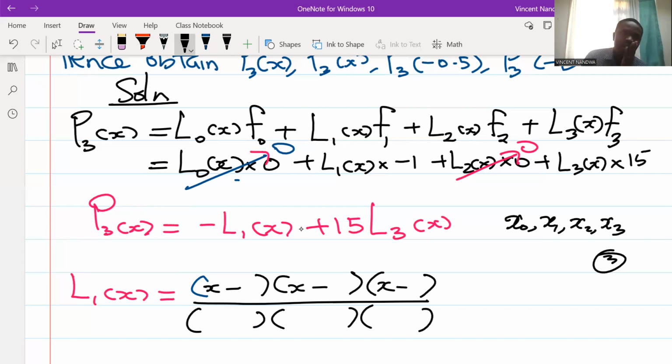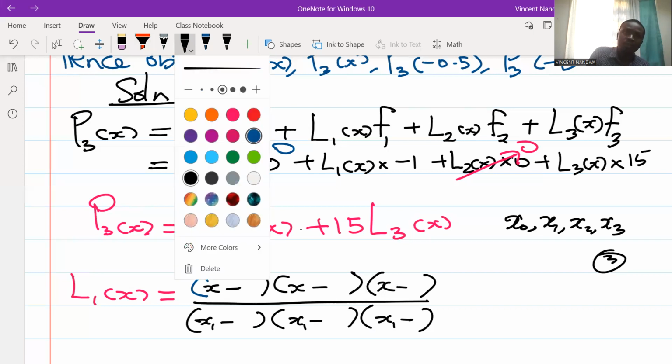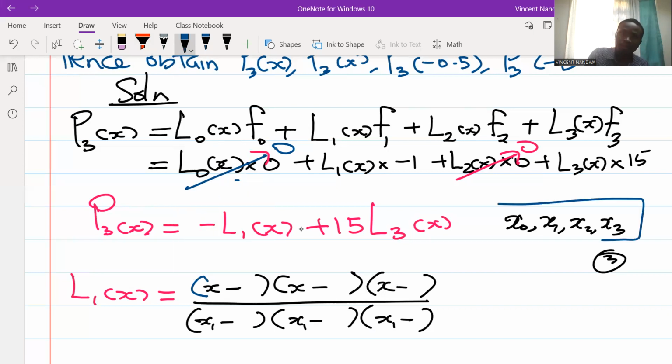Now, if I want to define L1, then that means that each first term in the denominator will be having which subscript for x? 1. So you write x1 minus, x1 minus, x1 minus. Remember, we have to choose our xi values from this pool. These are the only 4 values we have. Remember in the definition of Li values, there is no bracket that has xi minus xi in the denominator.